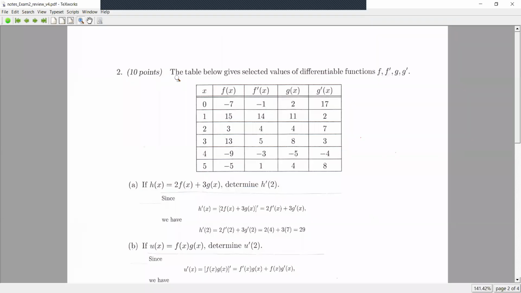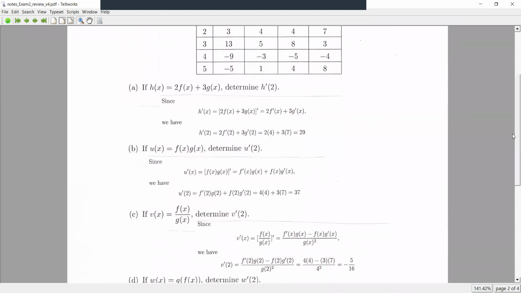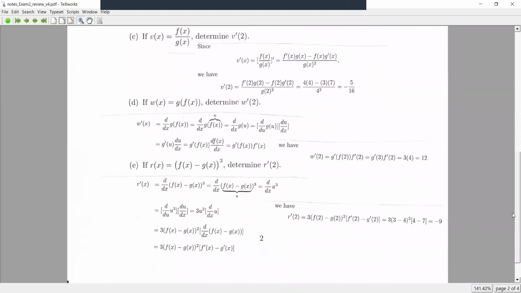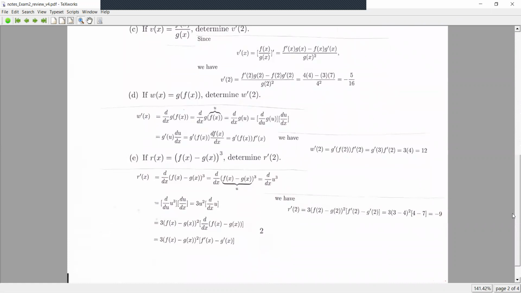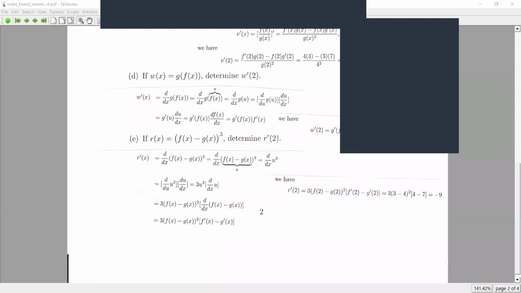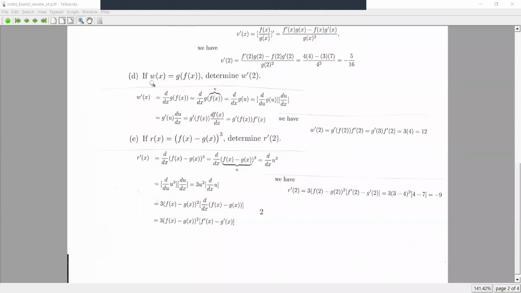Problem 2. The table below gives selected values of differentiable functions f, derivative of f, g, derivative of g. This problem has 5 questions. Let me present only question D. Question D. If w is g of f of x, find the derivative of w at 2.